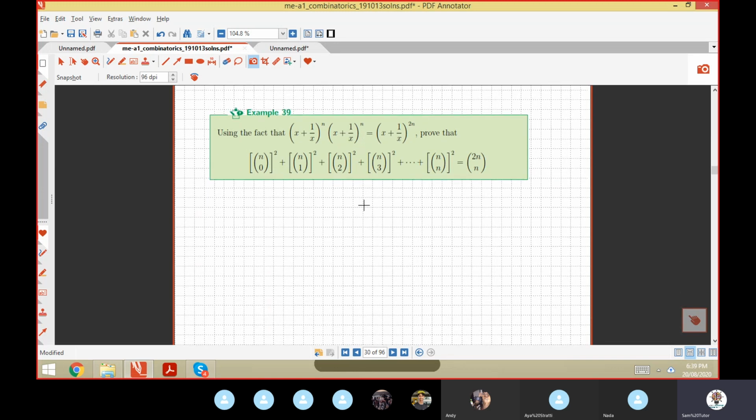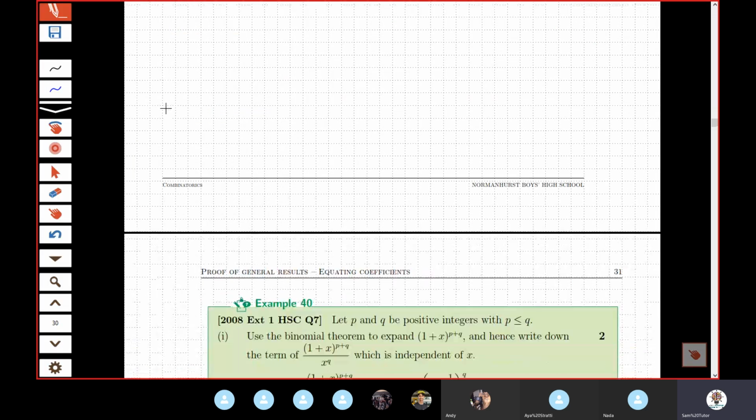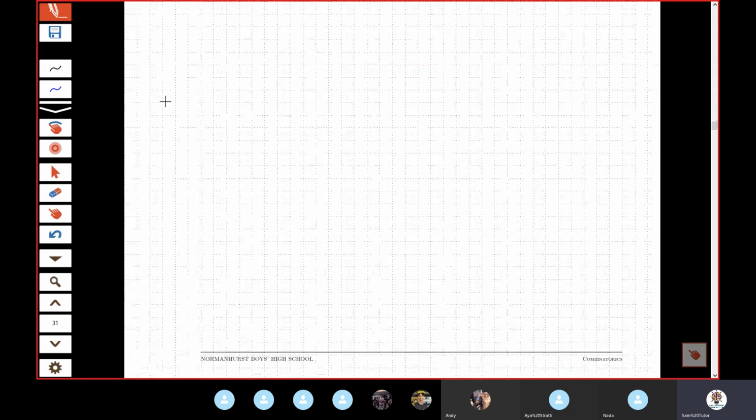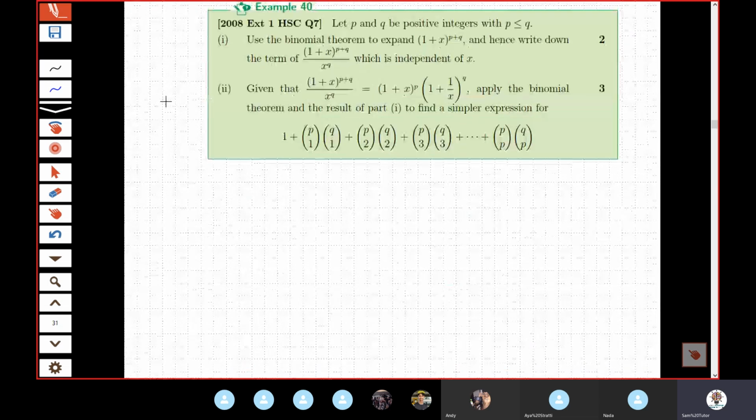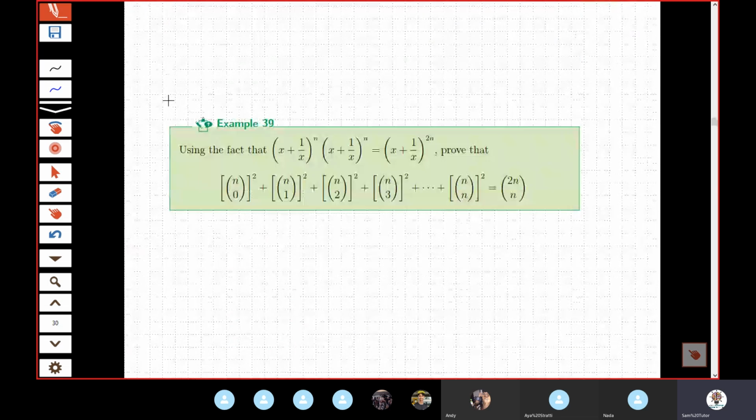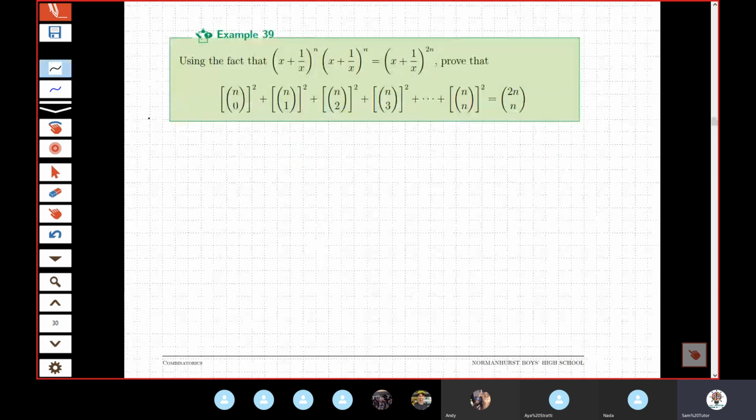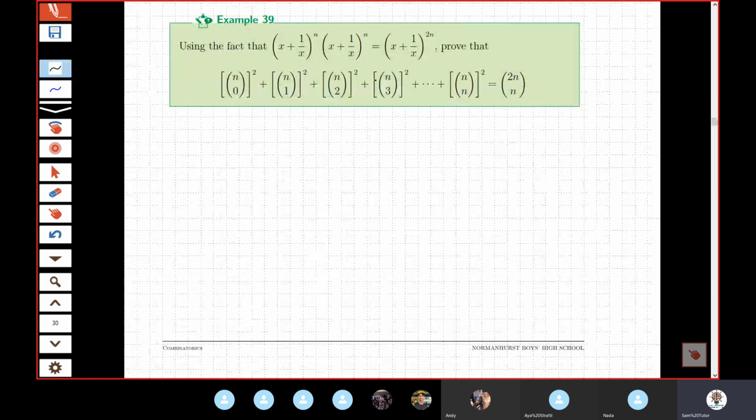Okay, just by looking at the right hand side, you're going to equate coefficients of x to the n. Let's try it. Last one, I think it is. Yeah, last one. I won't do that one. Let's try this one. Okay, here we go. Using this fact, prove this.